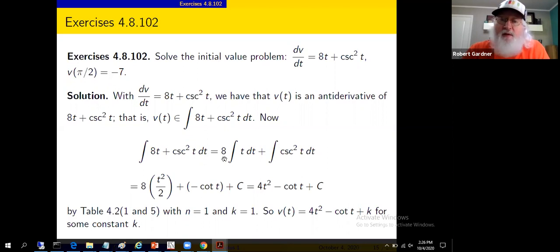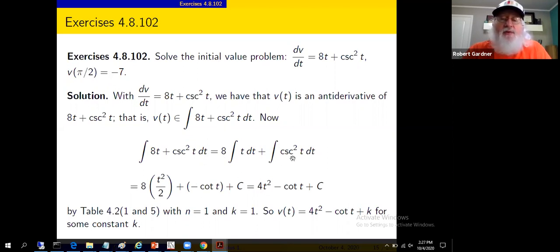I can bring constants out front. That's the sum and difference rule together with the constant multiple rule. But like I said, let's gloss over writing that out at this stage. Can you integrate t? Sure. Add one to the exponent, divide, and we get t squared over 2.